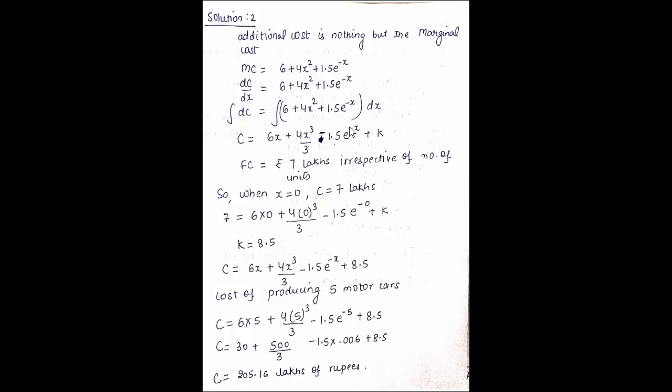E to the power minus x formula, e to the power minus x, but we have to divide by the coefficient of x. Coefficient of x what? Minus 1. Okay, this is why minus is multiplied. So here k is the integral constant.